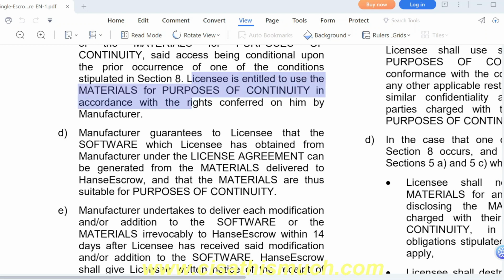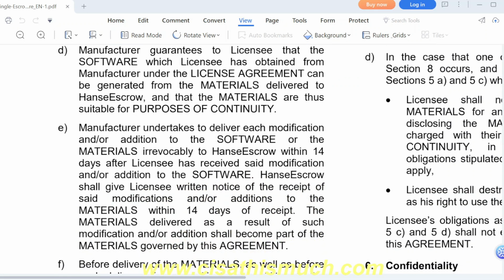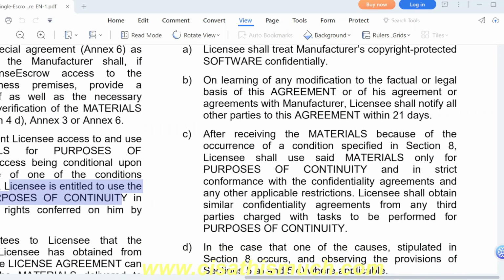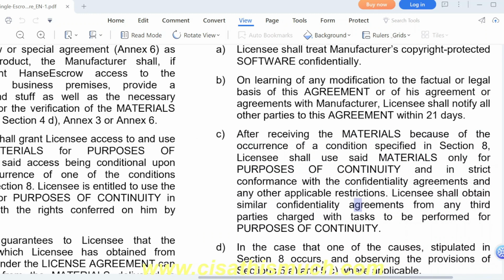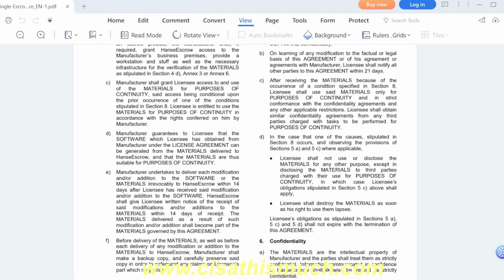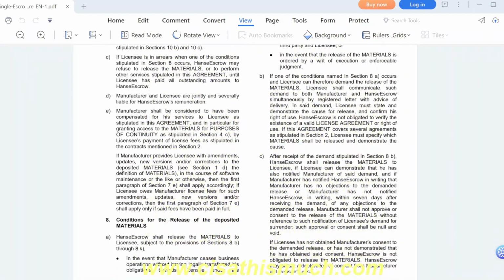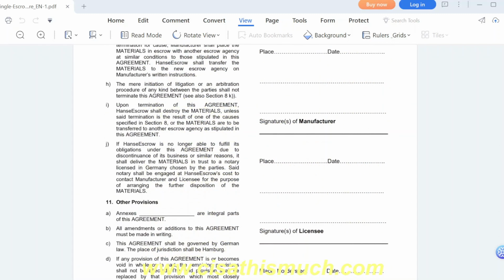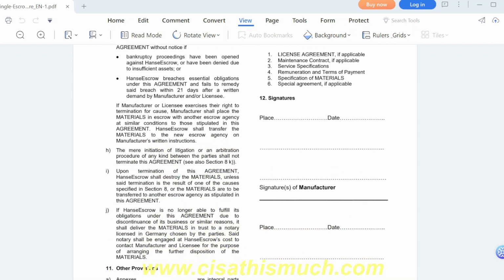Yeah, so this is what they are trying to mention over here. Licensee is entitled to use the material for the purpose of continuity, right? What else? Yeah, after receiving the materials, because of the occurrence of a condition specified in section 8, licensee shall use the materials only for the purpose of, so yeah, they have mentioned this thing again and again, right? Anyways, these were the important things, right? They can have lots and lots of conditions, but we don't need to learn all those things, okay.